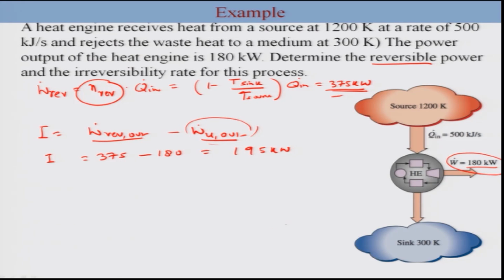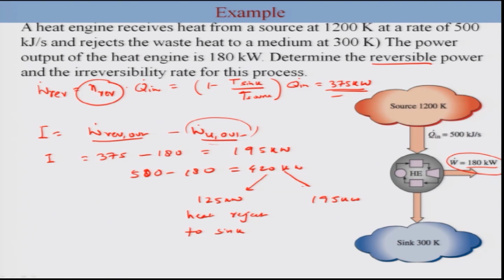Now, note that the input heat is 500 kilojoules per second, that is 500 kilowatt. Thus, your 500 minus 180 is 420. Out of 420 kilowatt, 195 kilowatt is due to irreversibility, and around 125 kilowatt is the heat which gets rejected to the sink. So, this is not available for conversion to work.